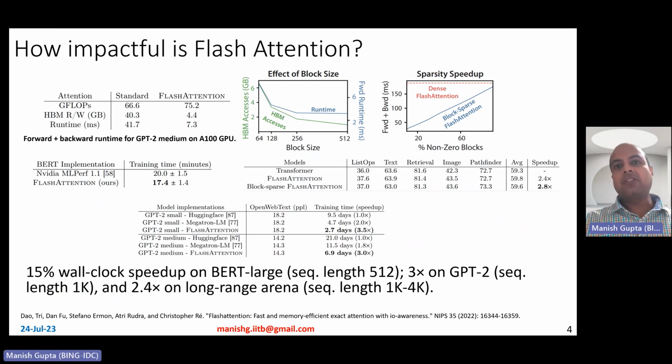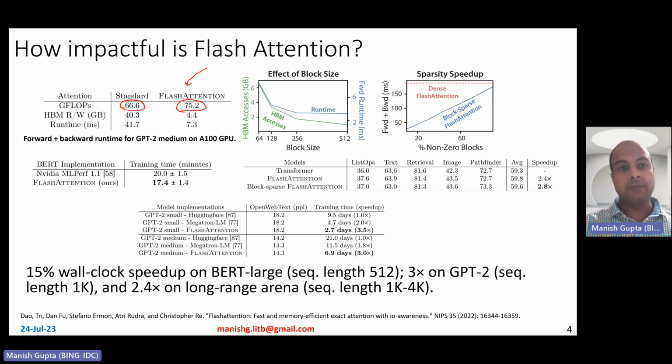Now that we've understood the crux of FlashAttention, let's understand how impactful it is. What you see here are some numbers which compare the combined forward and backward pass runtime for the GPT-2 medium model on an A100 GPU. The standard attention involves 66.6 gigaflops, gigafloating point operations. FlashAttention involves more operations, and that is required because for the backward pass you're doing recomputations. That avoids storage of the large QK transpose matrix, which is very nice on your HBM memory.